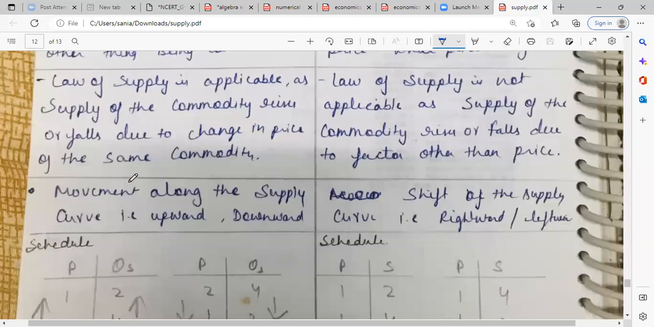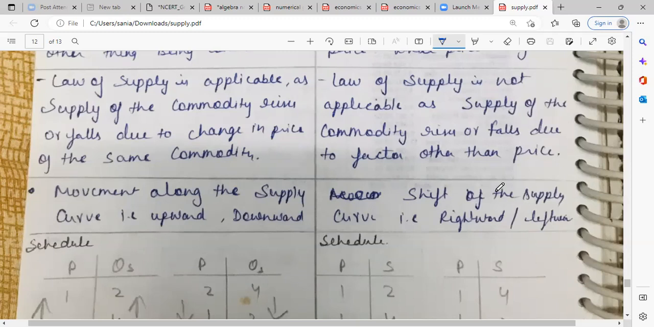So a movement along the supply curve will be there. It can be upward or downward. It will be a shift, right? So right now, Sayed, as you are new, you won't be aware, so I'll tell you in detail. Don't worry. Others, I hope you are aware, because in PPC we did a lot, a movement and a shift.